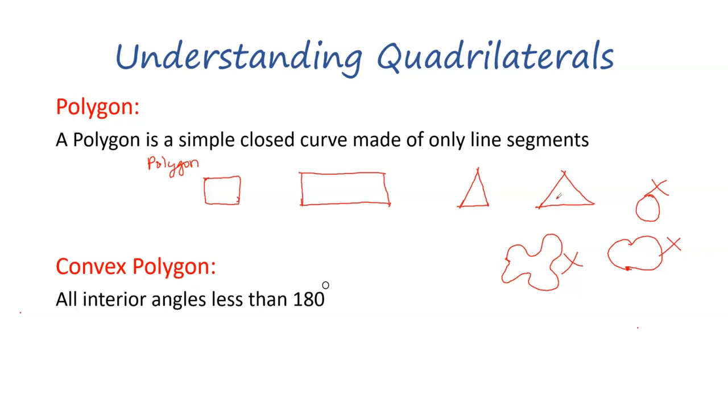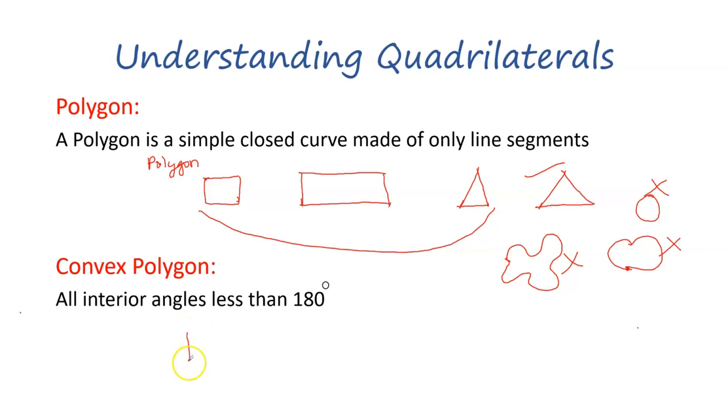Okay, so convex polygon is nothing but all interior angles are less than 180 degrees. For example, we can take all these three shapes, or this one also we can include. All these things are convex polygons. Why? Because all the interior angles are less than 180 degrees.